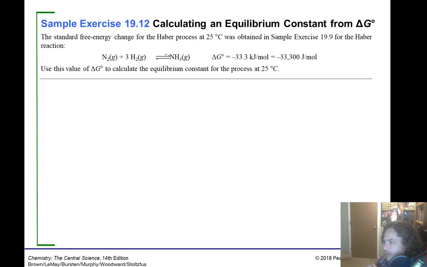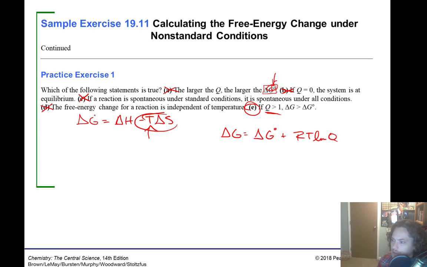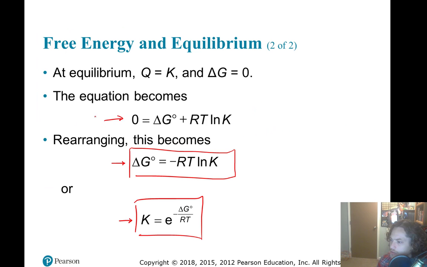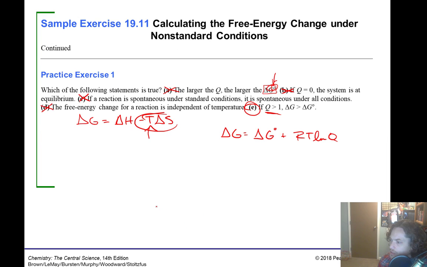The standard free energy change for the Haber process at 25 degrees Celsius is negative 33.3 kilojoules. This should be a 2 right there. Anyway, when I put these in the big picture mode, the formatting gets all weird. Use this value to calculate the equilibrium constant. So remember, back here we had 2 different formulas. We'll use this one because we're trying to find the equilibrium constant. So K is equal to e to the negative delta G over RT.